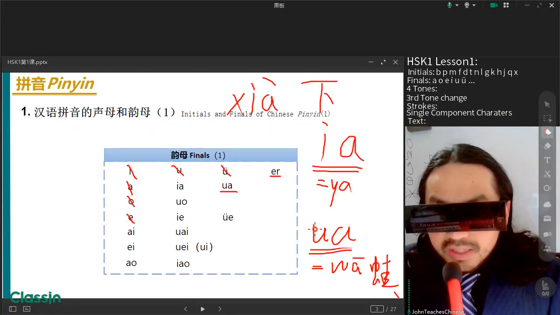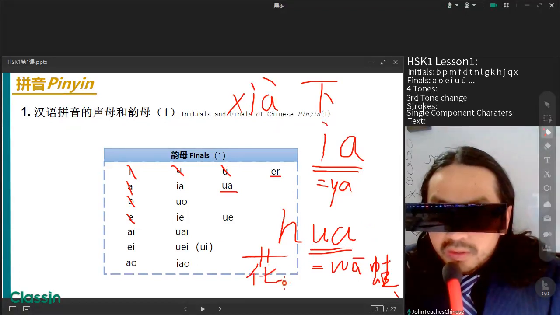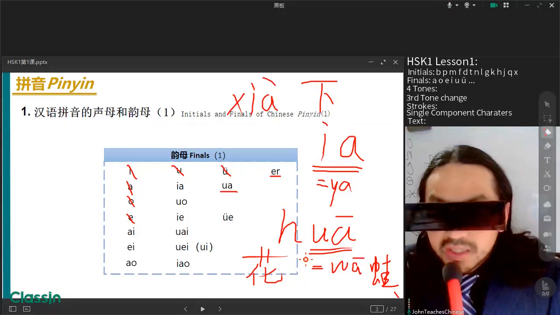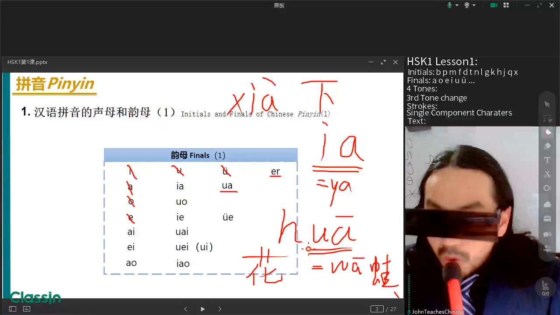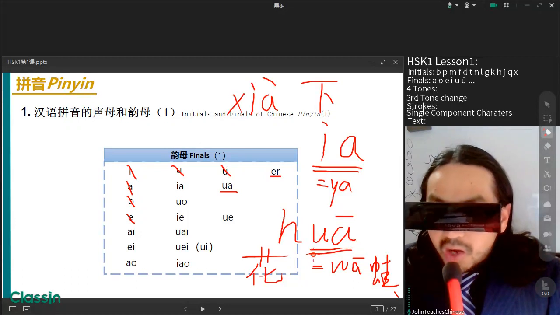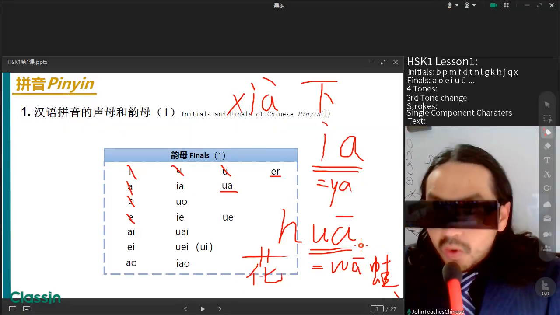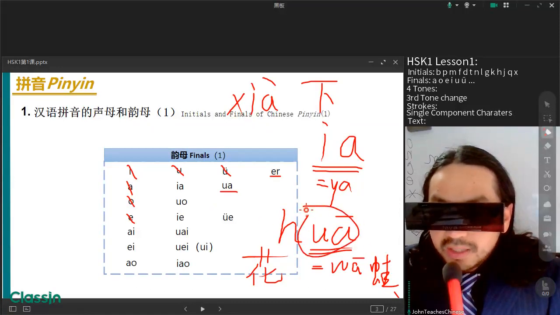But if before this wu there's still another initial, for example, if I put an h here, which means flower, h, wu, a, hua. It's just hua. The sound is made up from the early beginning. It's already complete. Hua, not hu-a. Incorrect. It's just hua altogether, firm and sharp. Not from here to there. It's just firm. Hua. And this part is wa.